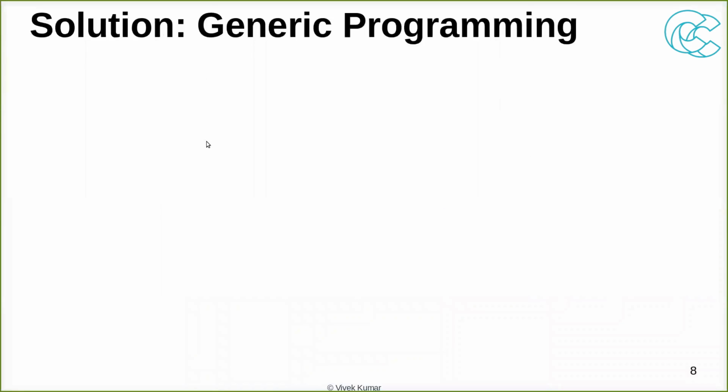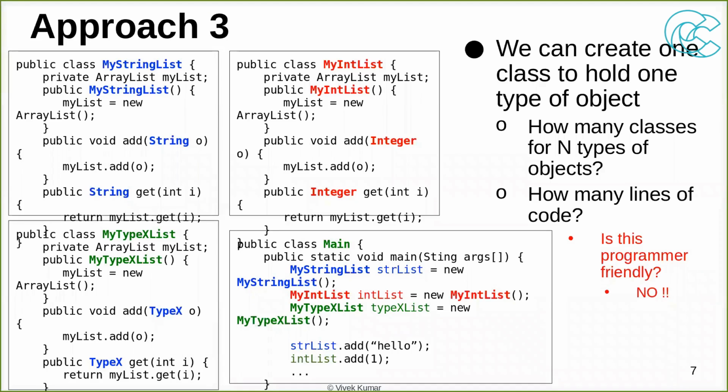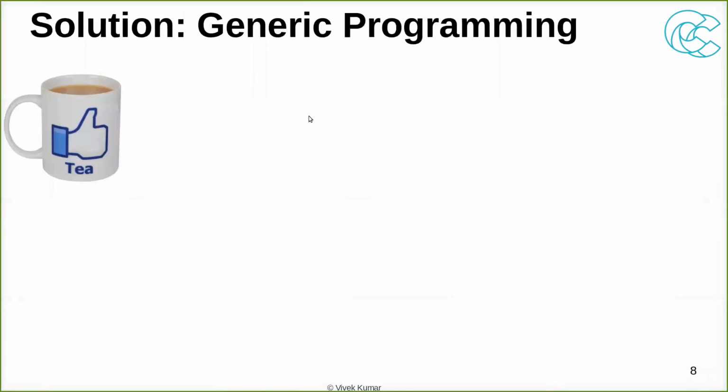So the solution here is that these cases are handled by what is called generic programming. Only the type changes, but the underlying operations and the container, so to say, do not change. So that is what is called generic programming. That's the motivation. And let's look at another example.